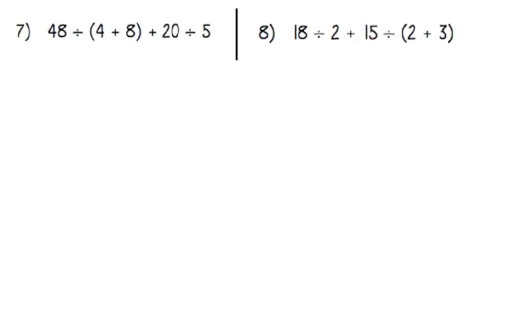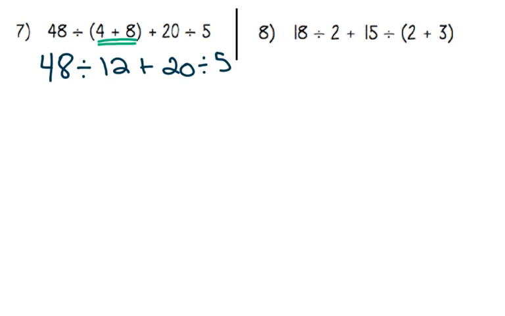For problem number 7, pause this video, you do the problem, and then come back and see if we get the same answer. For number 7, we have 48 divided by 4 plus 8 in brackets, plus 20 divided by 5. We always have to start in the grouping symbols, or the parentheses. Everything else we keep the same.